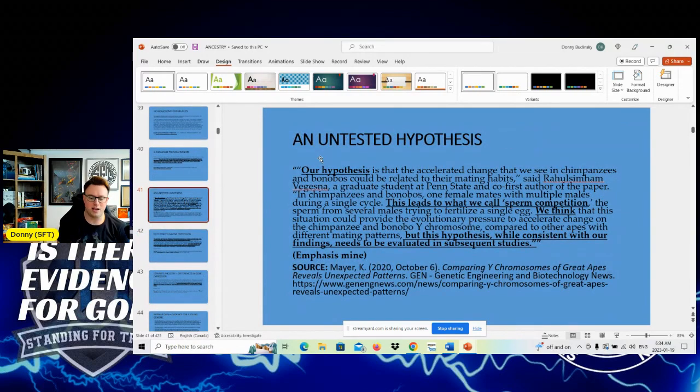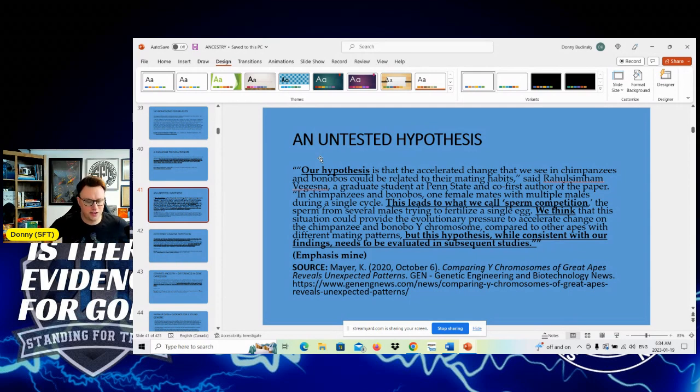Now, this is from a commentary article itself right here, comparing Y chromosomes of great apes. The authors themselves admit, because if I had $1 for every time I heard an evolutionist parrot or repeat the same talking points or untested hypotheses in these papers themselves, I'd be a rich man. Okay. And so they admit, this is 2020.